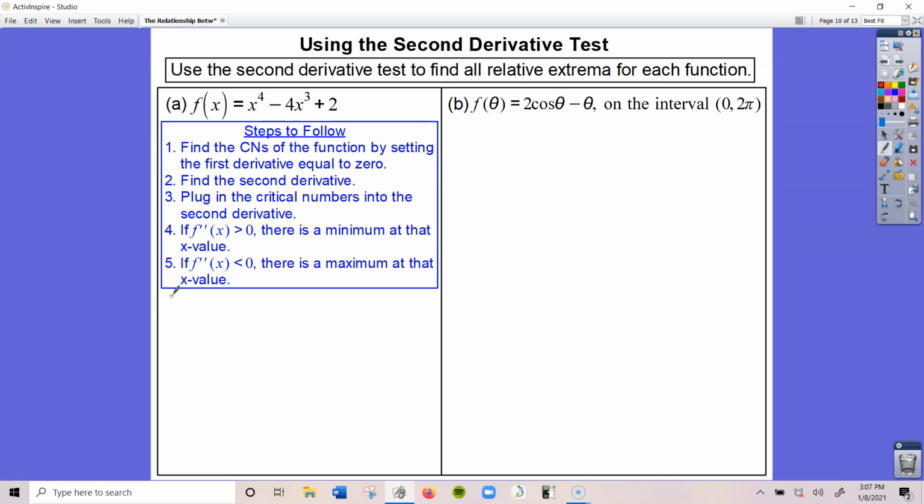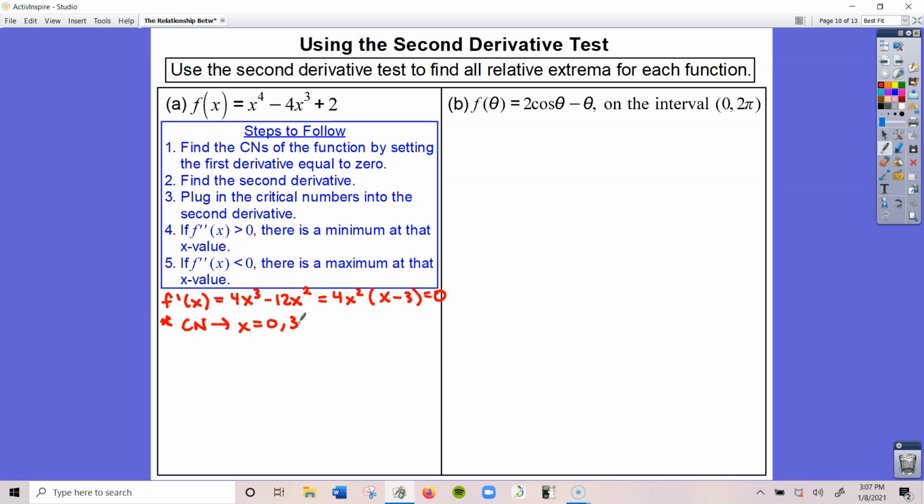So let's find f prime of x, which is equal to 4x to the 3rd minus 12x squared, which can be factored. I can factor out a 4 and an x squared, which leaves us with x minus 3. And we're going to make this equal to 0. So now my critical numbers are going to be x is equal to 0 and 3.